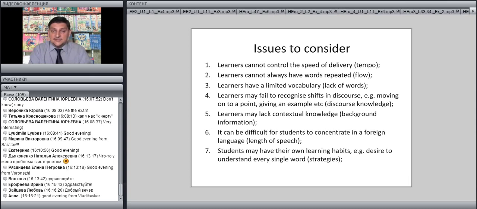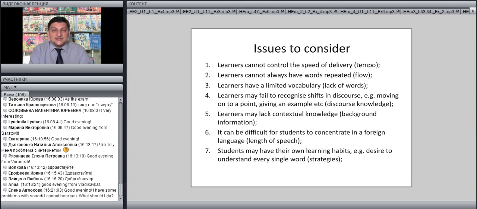Another problem is that sometimes students have their own learning habits. So, for example, I know lots of students, unfortunately, who believe that they should understand every single word in a speech. And if they don't understand even just one word, they will stop and they worry and they are afraid that they don't understand everything, and they do not let themselves understand at least the main idea.